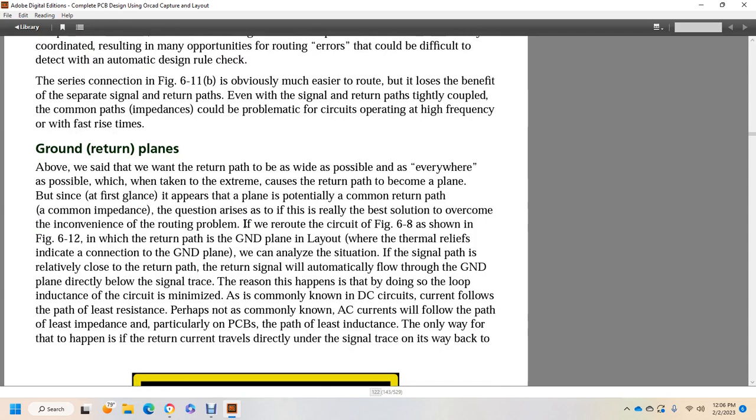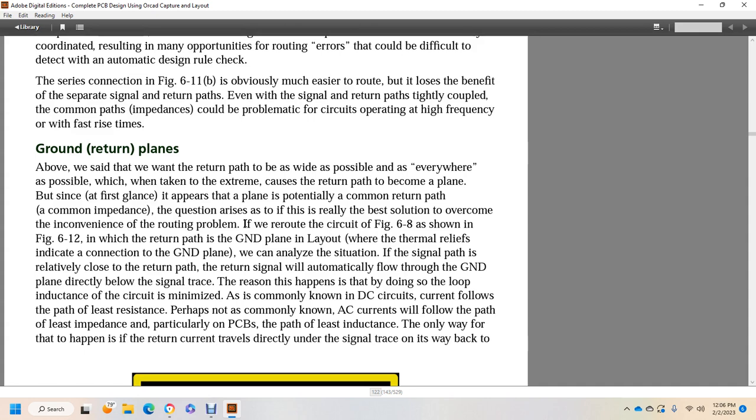Ground return planes. As above, we said that we want the return path to be as wide as possible everywhere, if possible, which you can take to the extreme by making the return path a plane. But at first glance the plane is potentially a common return path, a common impedance, so the question arises whether it is really the best solution to overcome the inconvenience of the routing problem.